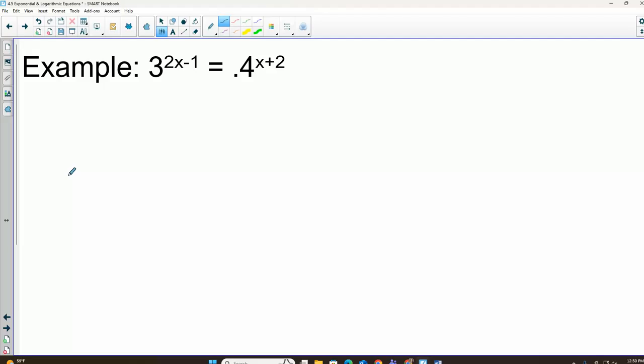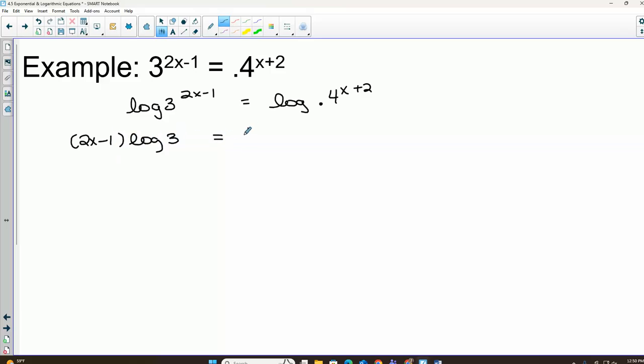Can I get a common base between 3 and 0.4? No. So what do we do? We add our logs. Exponent comes down, please put that in parentheses because it's two terms. I need those parentheses to show me that whole thing is multiplied by my log.